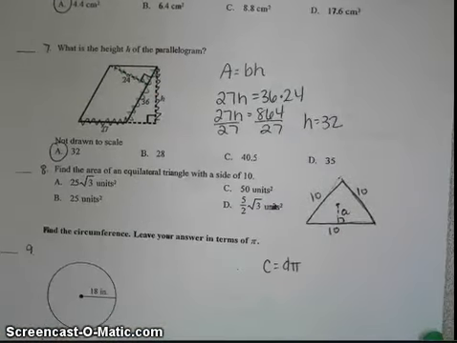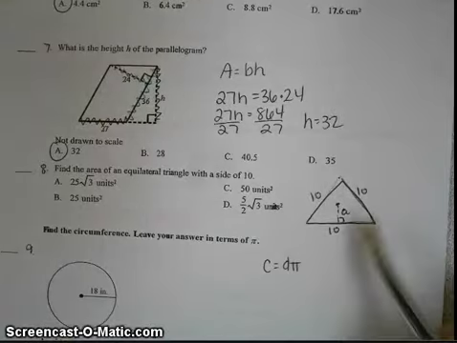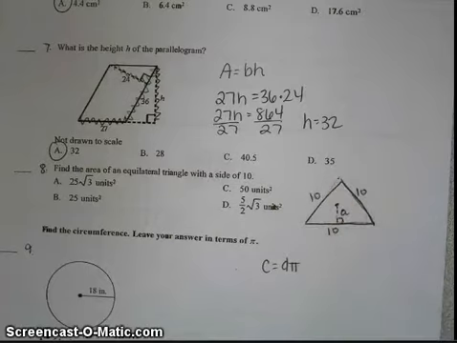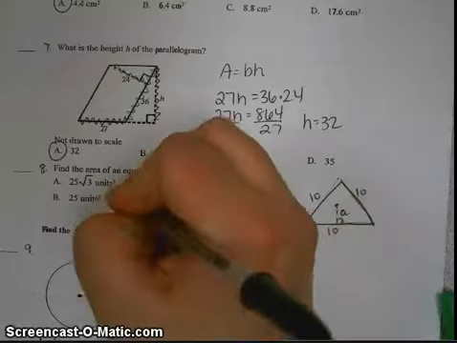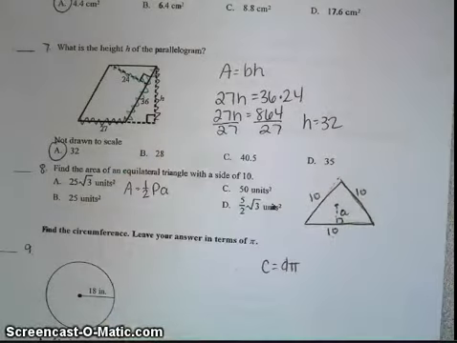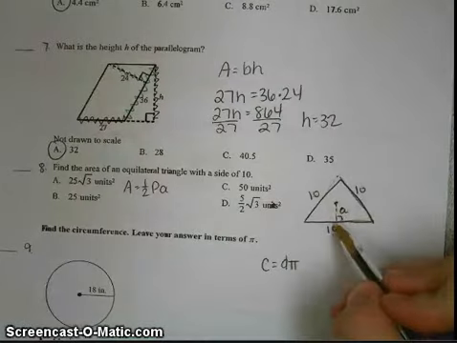Alrighty. Number 8, find the area of an equilateral triangle with a side of 10. So here I already drew a little picture. Equilateral means all three sides are the same. Hopefully what you realize is that this is considered a regular polygon. So if I want to, 1/2 times perimeter times apothem. So we have to solve for this lovely little apothem here.